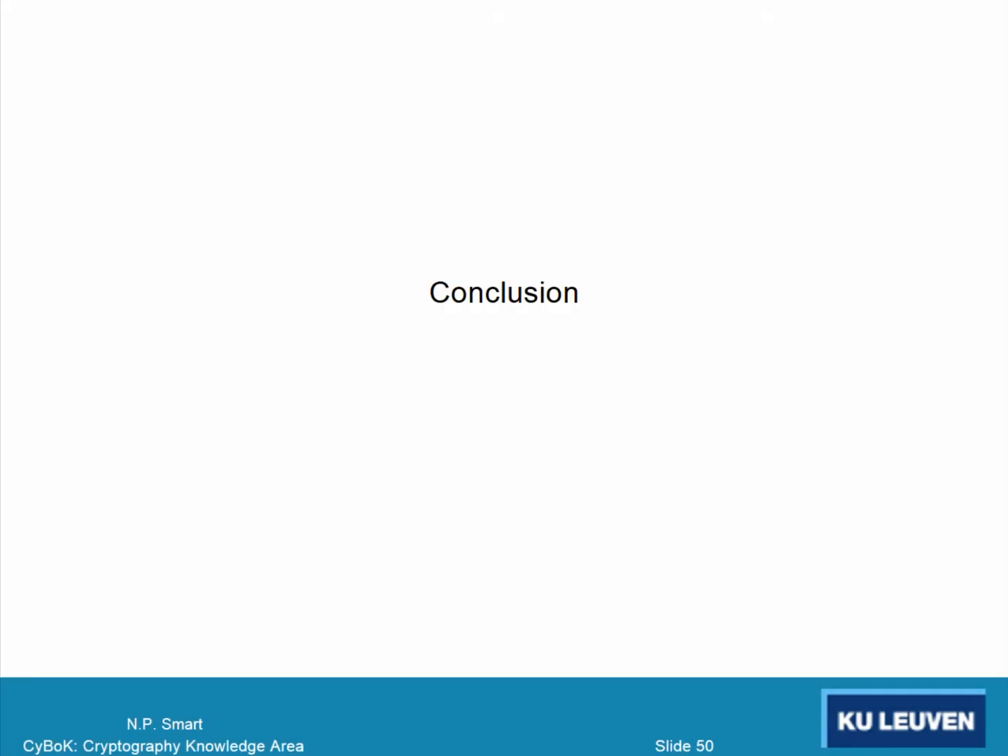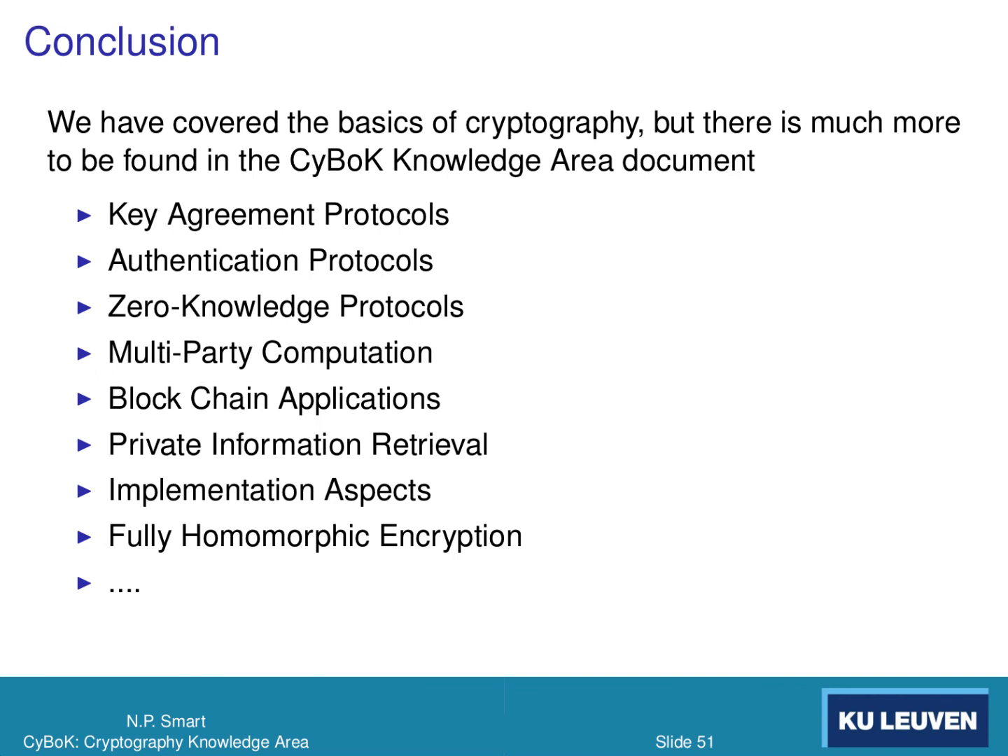Okay. So we're going to wrap up with a conclusion and give you some background of some of the other things you can do, which are described in the CyBOK in more detail. What we've done here is just cover the really basic notions of cryptography. If you look in the CyBOK document, you'll see a similar introduction to a number of other aspects of cryptography. Cryptography is much broader and can give much broader applications and support to cybersecurity.